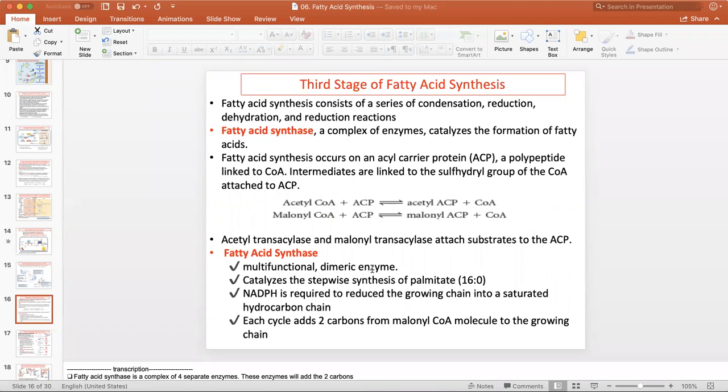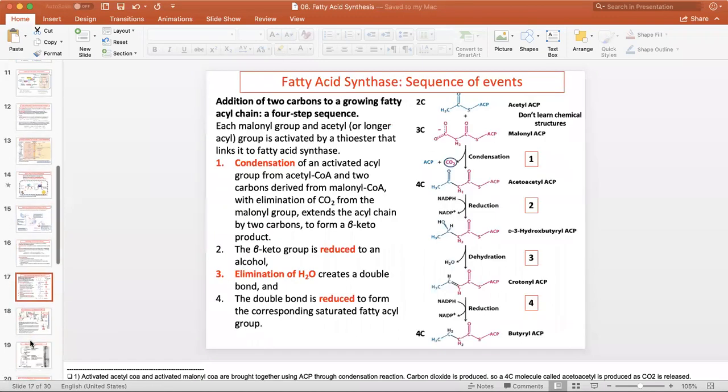So let's quickly discuss what is the function of fatty acid synthase. So it is a multifunctional dimeric enzyme. It catalyzes the stepwise synthesis of palmitate, which is your 16-carbon molecule. NADPH is required again for energy. Each cycle adds two carbons from malonyl-CoA to the growing chain. Okay, all good. So this is what happens, okay?